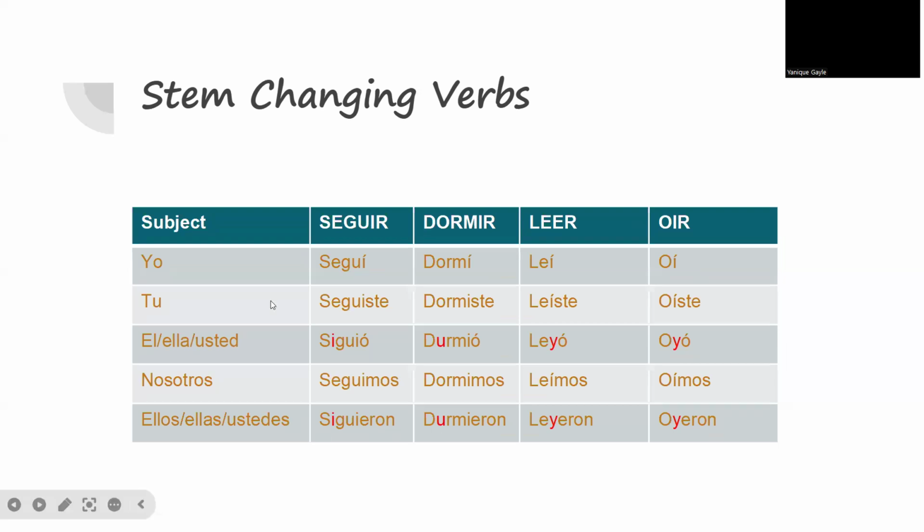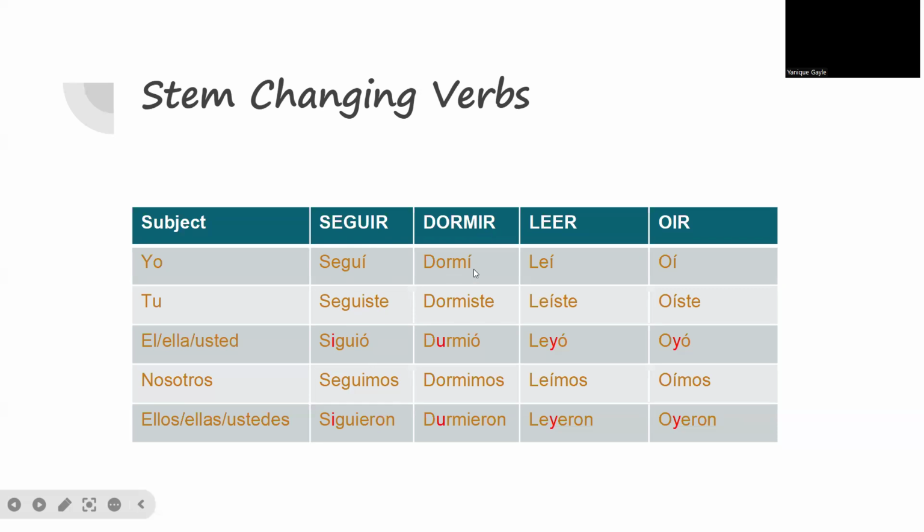Here we have some other ones where they don't change that much, but there's an irregular one in the third person singular and in the third person plural. So let's say, seguir, which means to follow. Yo seguí. Tú seguiste. Él, ella, usted siguió. So don't ask me why either. We change the E to I in this one. So it's siguió. Then we go back to our E, seguimos, and then we go back to I. Ellos, ellas, ustedes siguieron.